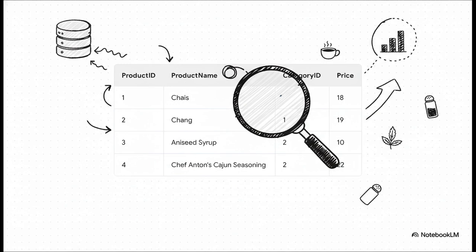Okay, to make this feel real, let's actually look at some data. Here's a little piece of a products table. You can see we've got product names, category IDs, and the column we really care about right now, the price column. That's going to be our playground for a bit.